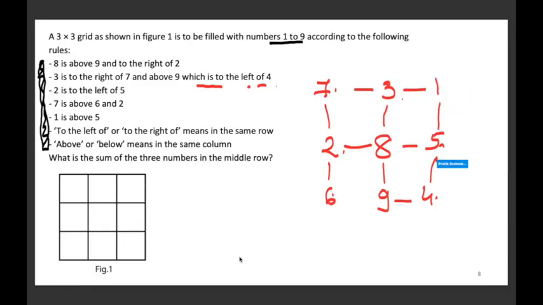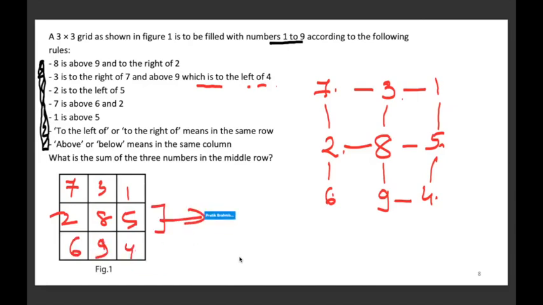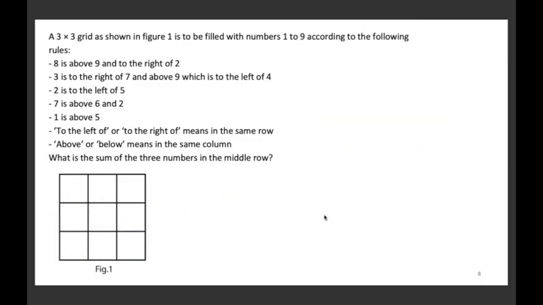And to the left of or to the right of means in the same row, and above or below means in the same column. So this is how the arrangement will be: 7, 3, 1, 2, 8, 5, 6, 9, 4. The addition of numbers in the middle row will be 15. Okay, we'll move to the next one.